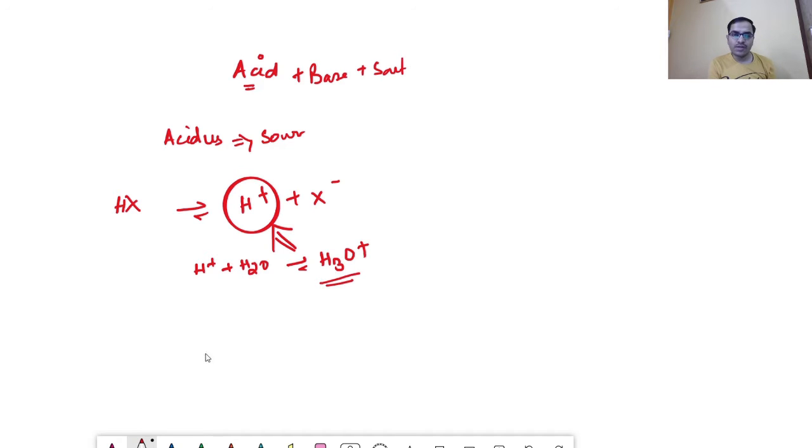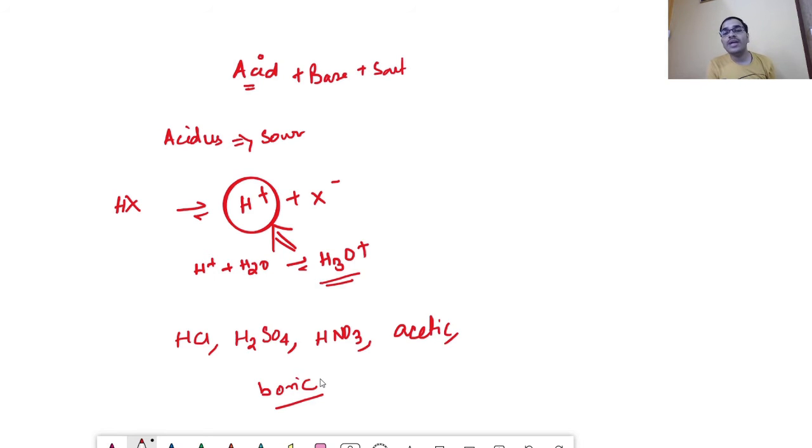There are various examples of acid like HCl, that is hydrochloric acid, H2SO4 sulfuric acid, then nitric acid. On a common daily basis we use acetic acid in vinegar. Boric acid. So these are certain examples of an acid. Since you will be asked questions on an MCQ basis, you need to know what is an acid or what is the reason why the compound is called an acid.